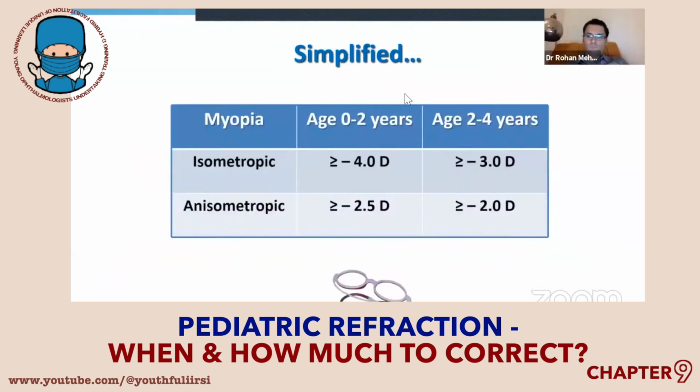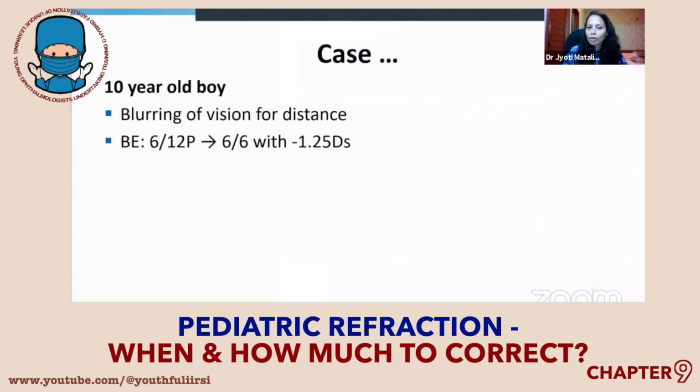If the patient is under 2 years and isometropic, that is the same refractive error, anything more than -4, you give glasses. And between 2 to 4 years, anything more than -3. But if there's anisometropia, that is a difference between the 2 eyes, where one eye is going to be normal, you should give glasses for anything less: more than 2.5 in a child less than 2 years, and more than 2 between 2 to 4 years. Let's look at this child, a 10-year-old boy, with blurring of vision, not reading 6/12, and with -1.25 he reads 6/6.